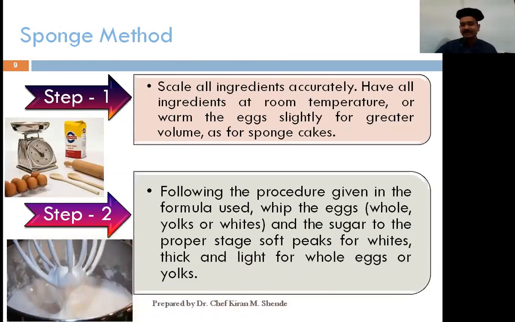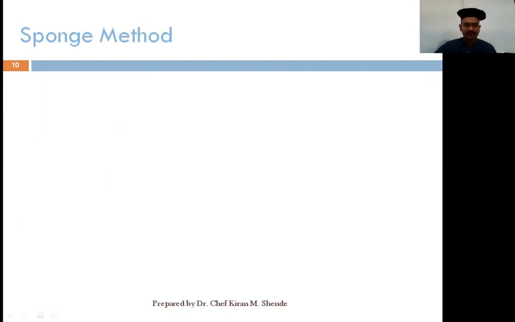Follow the procedure given in the formula, so it depends upon the cookie which you're making. Whip the eggs, maybe whole or maybe egg whites, to soft peaks, as you can see in the picture. Thick and light for whole eggs or yolk. Again, it depends upon what cookie you're making, so the stiffness and the consistency of the beaten egg differ as per the cookie.